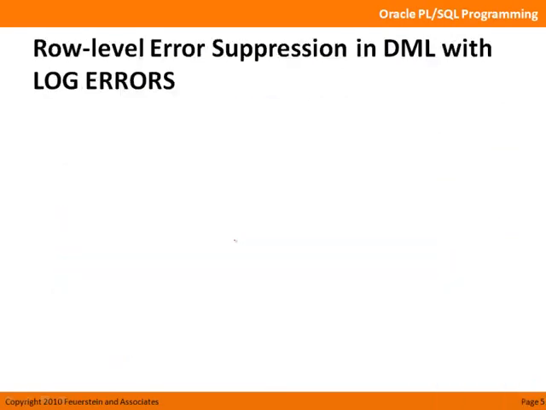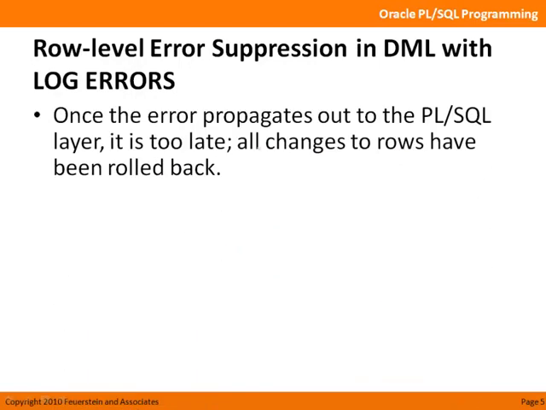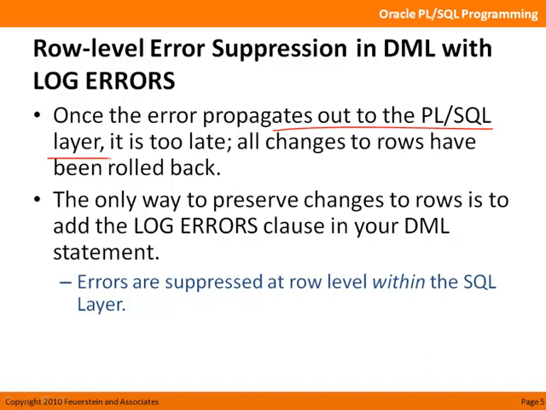And what we're going to talk about here is row-level error suppression in DML with log errors. So once the error propagates out to the PL/SQL layer, in other words, Oracle has stopped the DML statement, it's issued an Oracle error, and it goes back to the PL/SQL block, all the changes to rows have been rolled back. The only way to preserve those changes to rows is to add the log errors clause to your DML statement. And when you do this, and you've properly set things up, then errors are suppressed at the row level. In other words, as each row, the change occurs for that row, if an error is raised, Oracle traps that error inside the SQL layer, and as we're going to see, writes the information to a table, and then keeps on going.